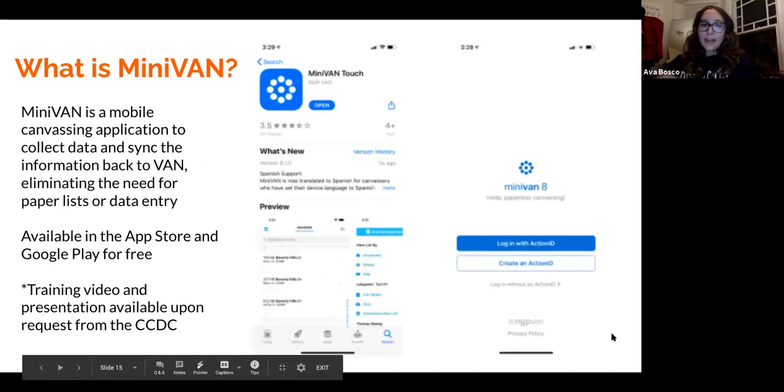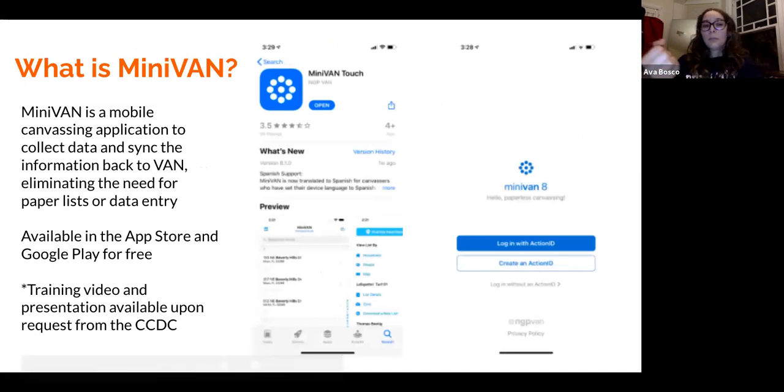So what is MiniVAN? MiniVAN is our mobile canvassing application. It is available on the App Store or Google Play for free. It is a version of walk lists. If you volunteered for the party before, you will typically get a paper walk list, which lists all the doors, the addresses, all the basic information for the individual.